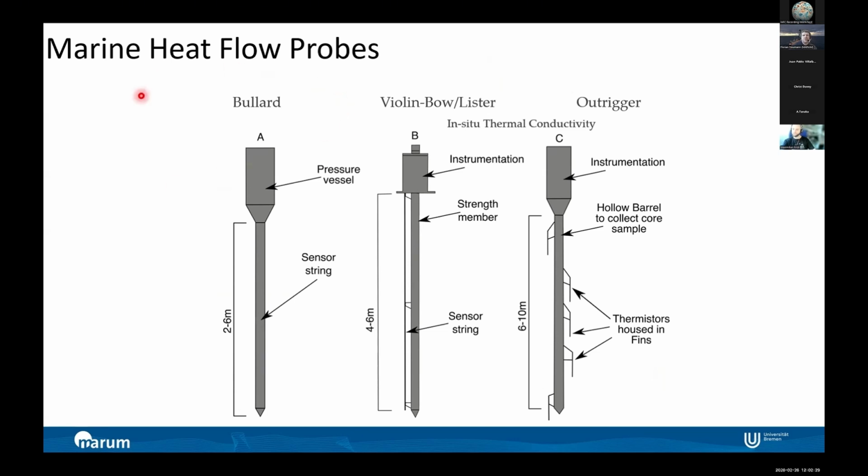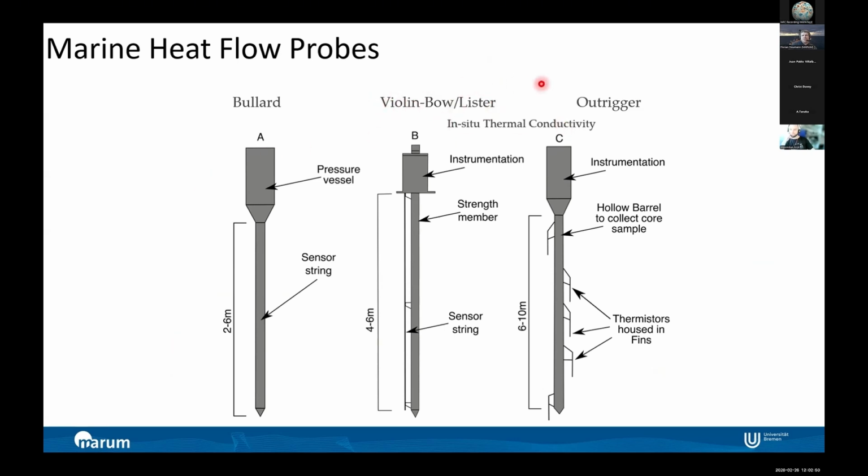So the first one, and it's the first one they have built, it's the bullet probe. It's a steel tube, and within the steel tube there are temperature sensors, and then the probe measures temperature with depth in the sediment.